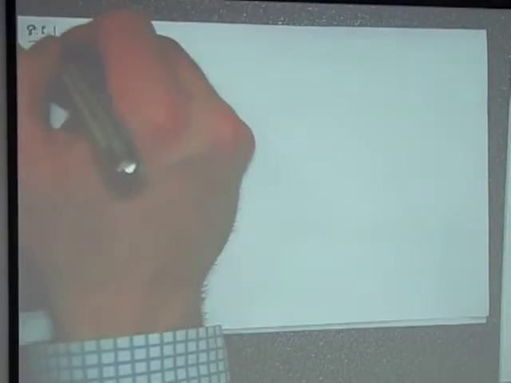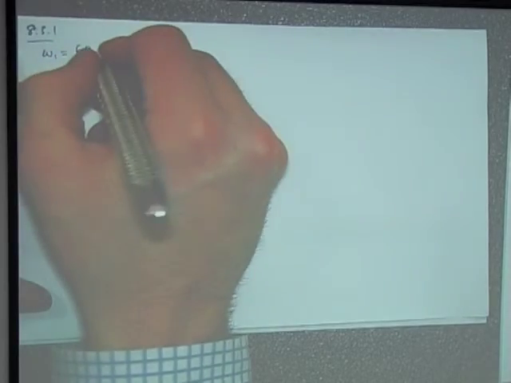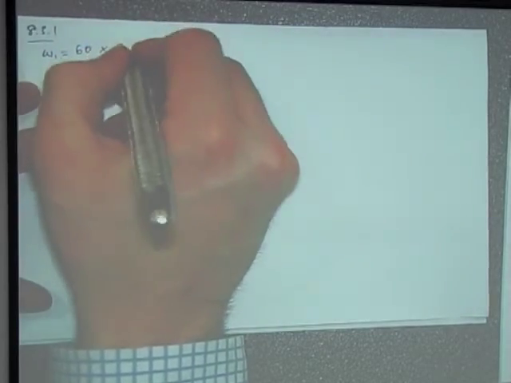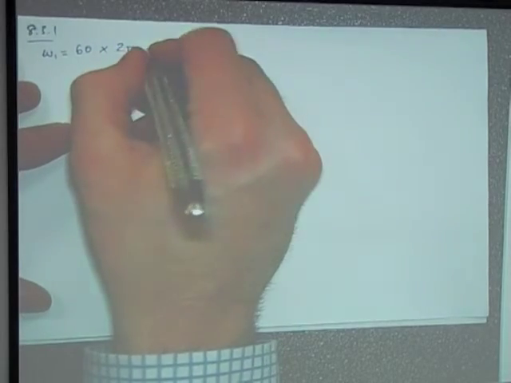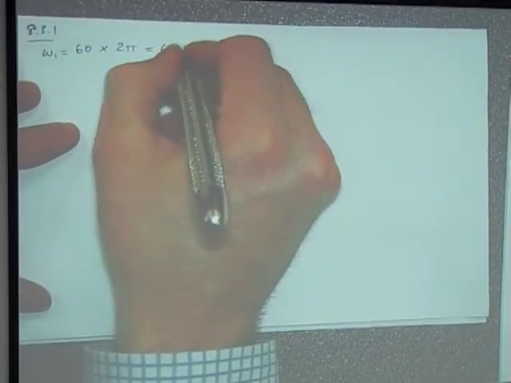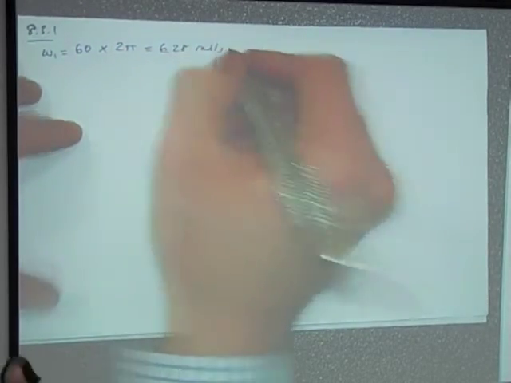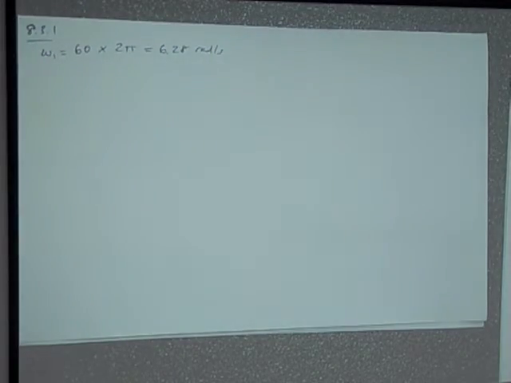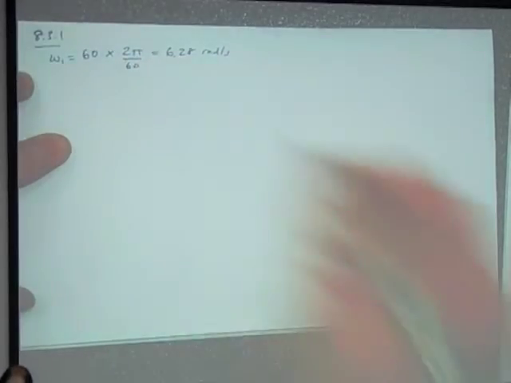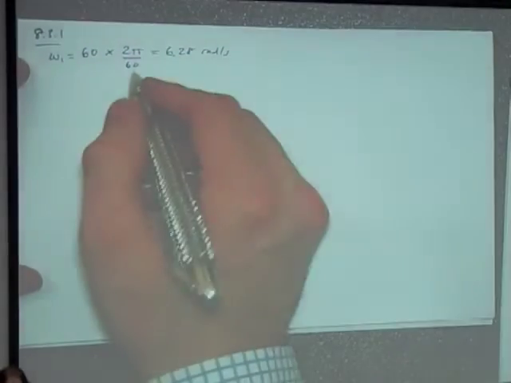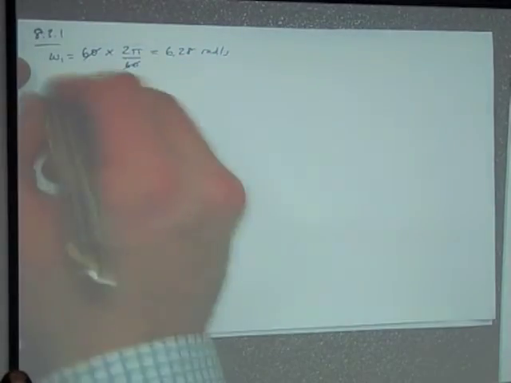Okay, so omega 1, we know that 60 RPM is going to be 60 times 2 pi, which is 6.28 radians per second. Because in one revolution there's 2 pi radians. That's 60 RPM, and obviously that's divided by 60 because there's 60 seconds in a minute. So obviously they cancel, we end up getting 2 pi, which is 6.28.